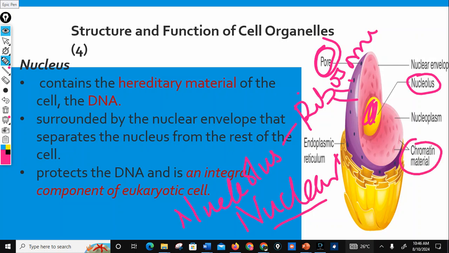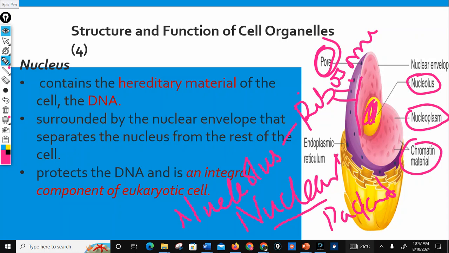Then we have the chromatin material. Chromatin material is just packaged DNA, that is, DNA structures that have been organized separately. And this structure is called the nucleoplasm. It is the structure that gives the entire nucleus its own structure. So it's called the nucleoplasm.